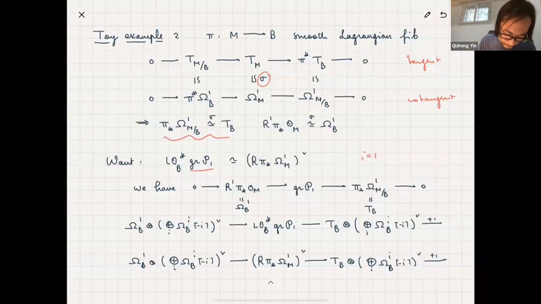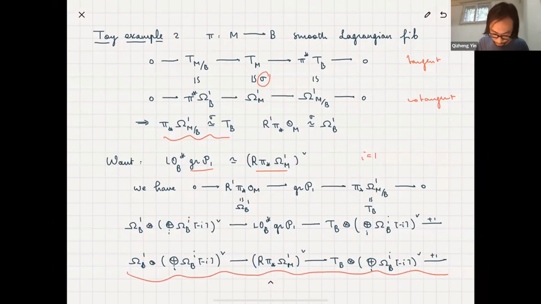And you want to calculate the derived pullback. On the other hand, you want to calculate the derived push forward of omega-1. Then you can do that. First of all, the derived push forward of omega-1 follows from the cotangent sequence. So this is the second line here. So I did the calculation. In the middle, you have the derived push forward of omega-1.